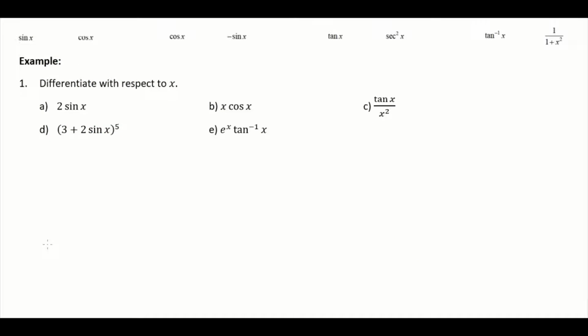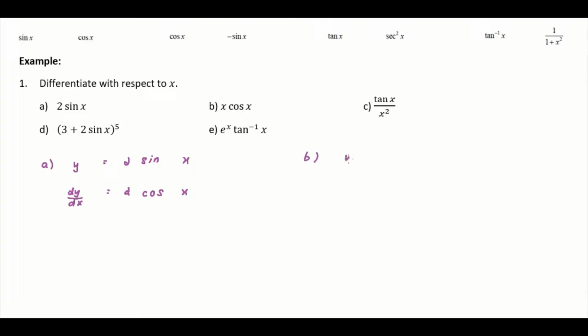So let's look at question one. We start with A, which is an easy one. I have put the formulas up here so it's easier for us to refer. A, y equals 2 sine x. So this is a constant multiple, so you straight away multiply. It's the same thing as when you do 2x, you just differentiate the x, right? So dy/dx, the 2 still stays the same. Then you differentiate sine x, which gives you cos x.